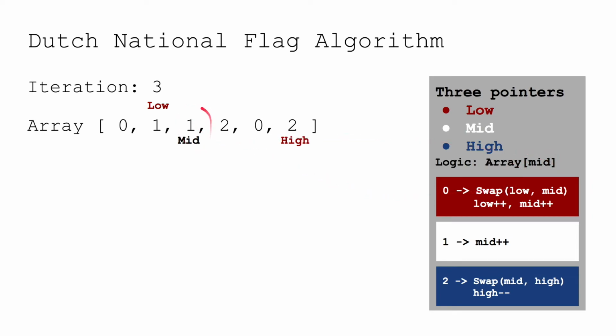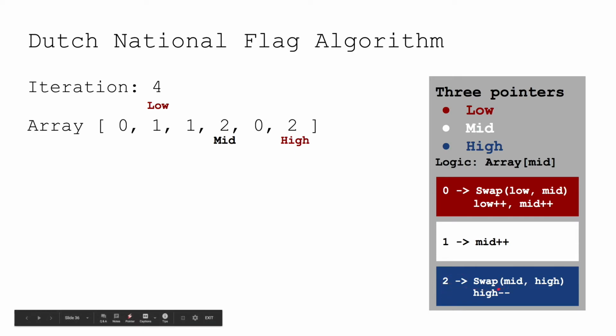Now in the third iteration, we'll see the value at mid. The value at mid is 1, so we will simply increment the mid pointer. Okay. Now at iteration 4, the value at the mid pointer is 2. So here, for 2, we need to swap the values between mid and high. The value at the high pointer is 2 and the value at the mid pointer is 2, and after swapping the array will look similar. Okay, and then just after that we'll simply decrement the high pointer by 1, which will look something like this.